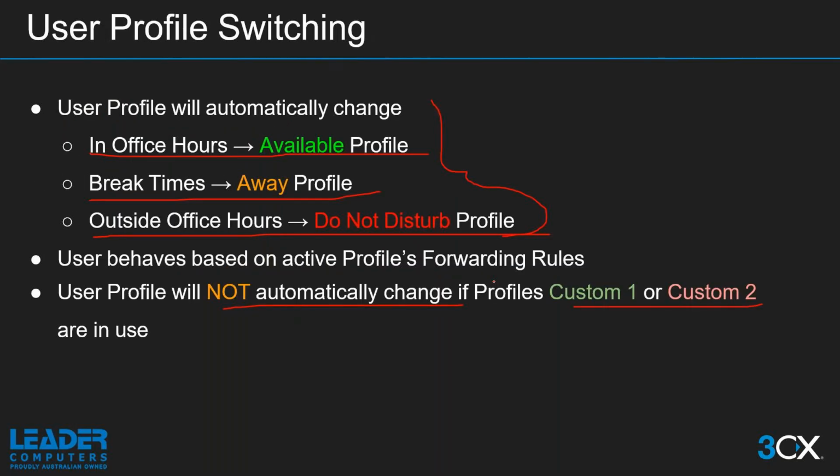And user profile switching. This is what I previously mentioned. In office it's set to available, break times to away, and outside office it's set to DND. The user behaves based on the active profile's forwarding rules, and the user profiles will not automatically change if the profile is set to custom or custom 2, as mentioned previously. So away, available, and DND are the automatic switching ones. If you set a user to custom, business trip, lunch, diversion or anything else, you need to manually switch it to another profile to have the automatic switching on. If not, it's going to stay in that particular profile until someone changes it.